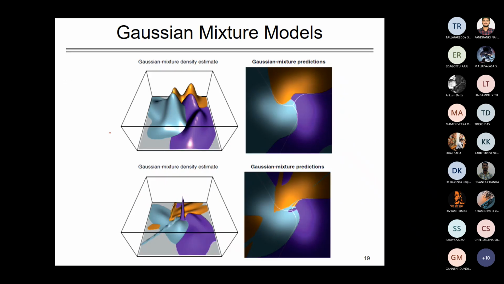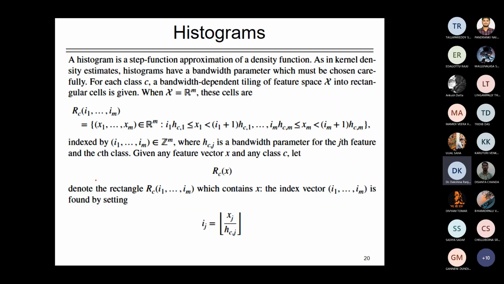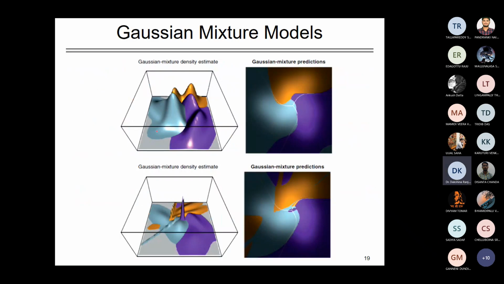Okay. Now, if you see this Gaussian mixture density estimate and the corresponding Gaussian mixture predictions for different values, that means if we consider the number of components different, then we get these two different Gaussian mixture density estimates, and the corresponding Gaussian mixture predictions are shown on the right hand side.